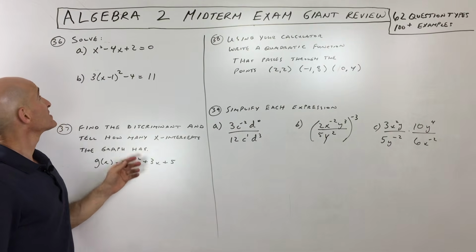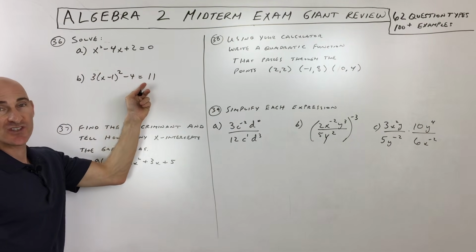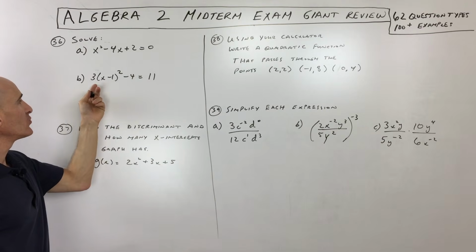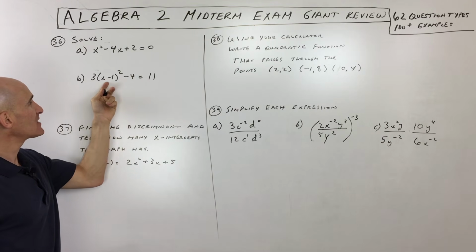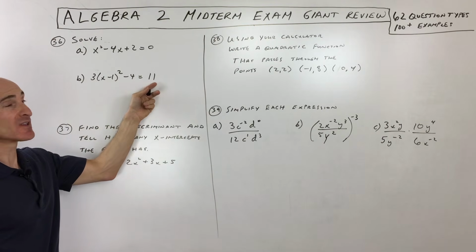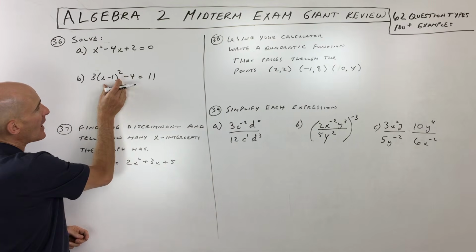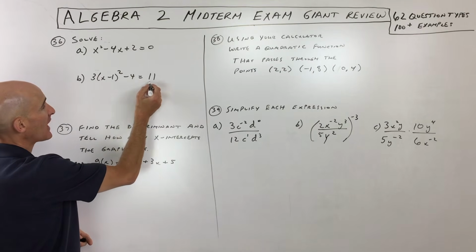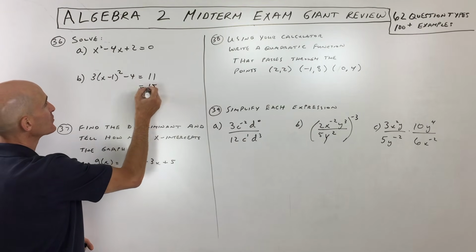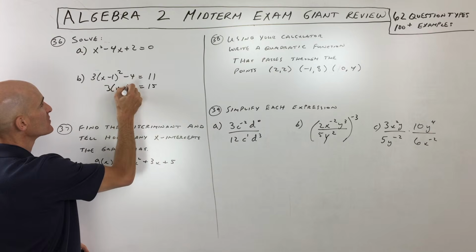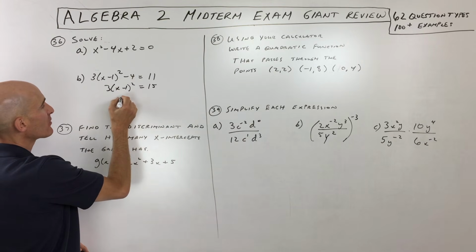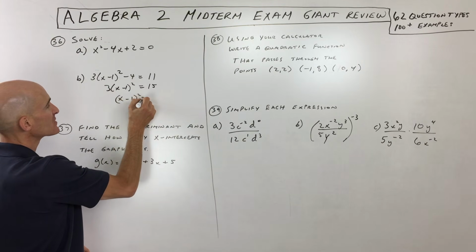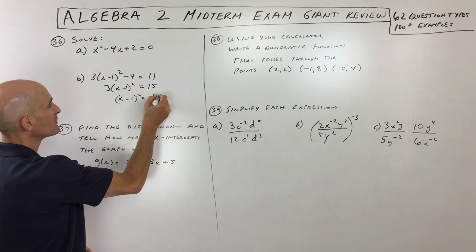Okay, question number 36, it says solve these equations. Okay, well, I'm going to do letter B first. It says 3 times x minus 1 squared minus 4 equals 11. Now what I'm going to do is work from the outside in towards that x by doing the opposite. So I'm going to add 4 to both sides, so that equals 15. Okay, so you're with me so far. Divide both sides by 3, so that gives us x minus 1 squared equals 5.